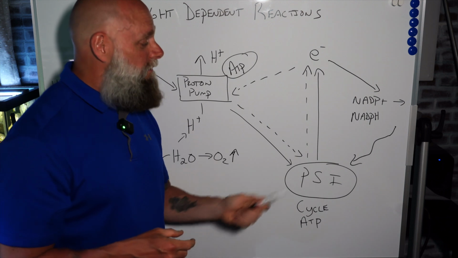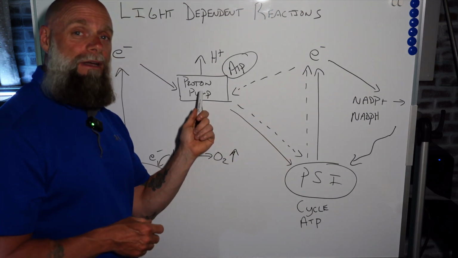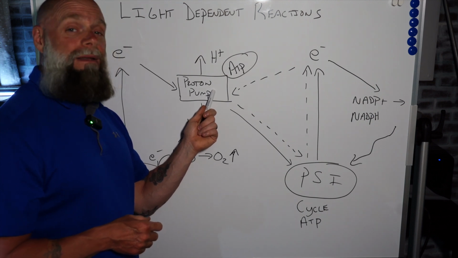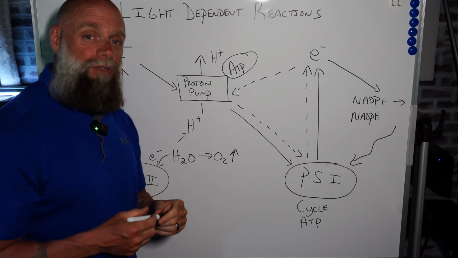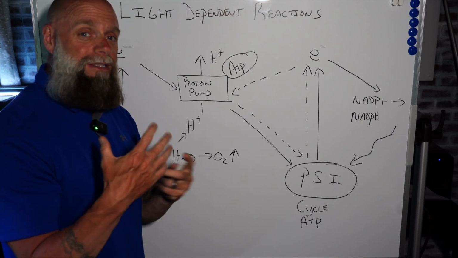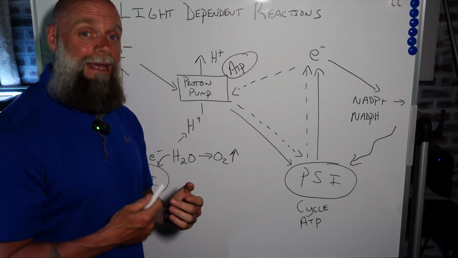Those electrons, if you follow the dotted pathway, they're going to get excited, then they're going to come over here to the proton pump, where sort of like what we see with the electron transport chain, the proton pump creates a gradient that allows for phosphorylation of ADP into ATP.